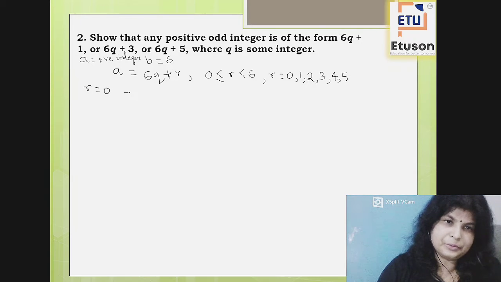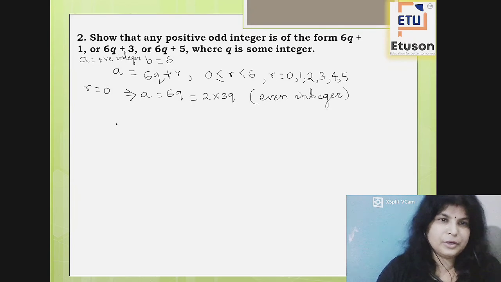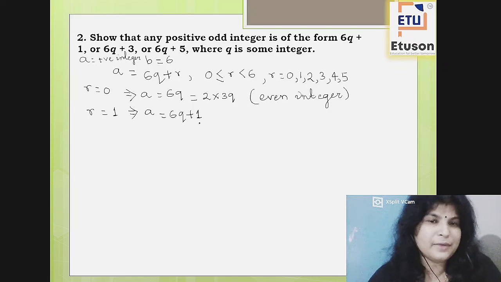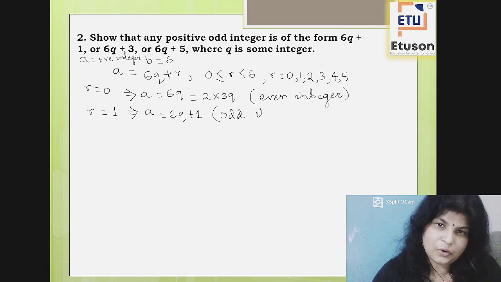If r is equal to 0, your a is equal to 6q. What is 6q? It is 2 into 3q. So that means it is an even integer as it is a factor of 2. Correct or not? Now suppose r is equal to 1. Then what will be your a value? a is equal to 6q plus 1. So definitely it is not a factor of 2. If it is not a factor of 2, it is not an even integer. That means it is an odd integer.